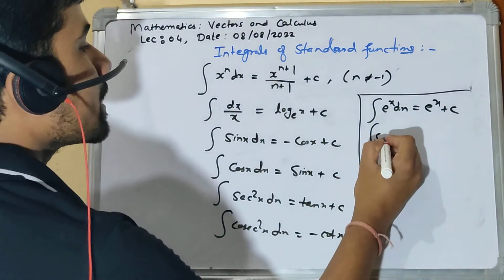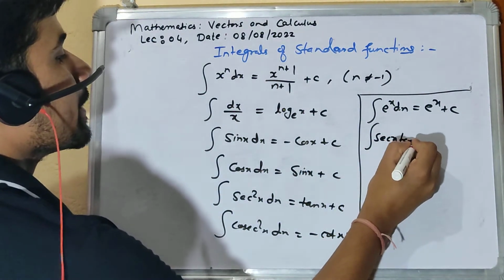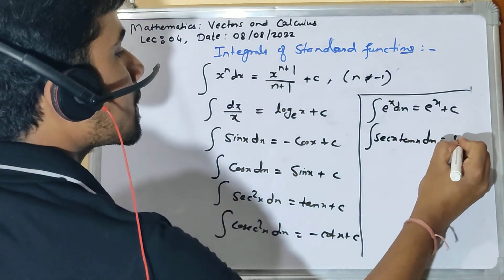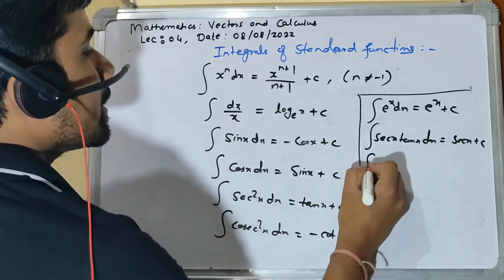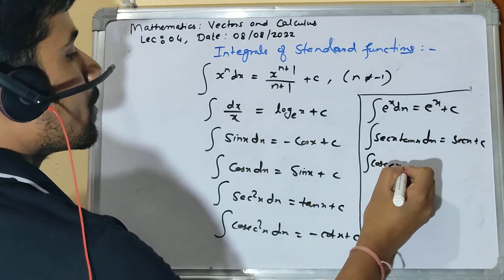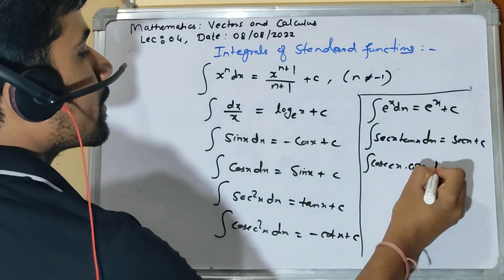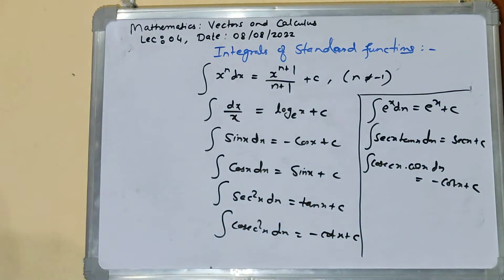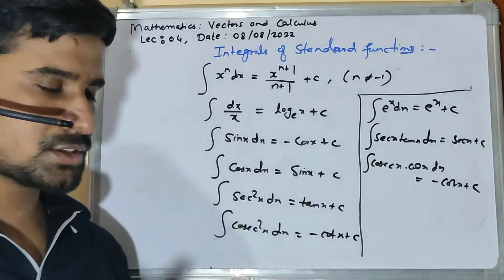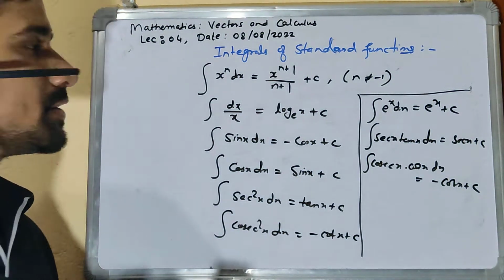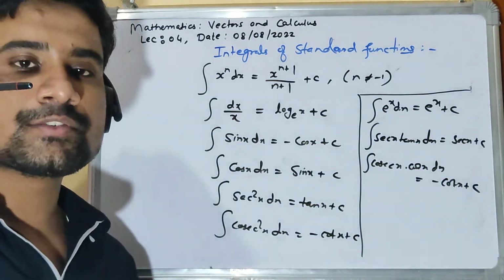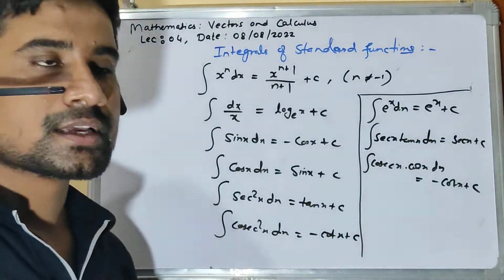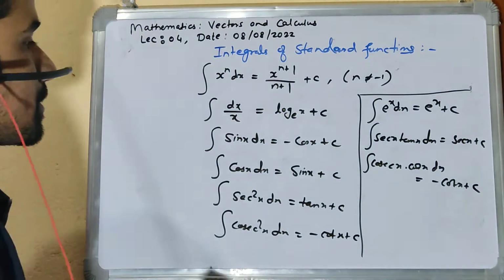Integration of sec x tan x dx is sec x plus c. Integration of cosec x cot x dx is minus cosec x plus c. So these are the integrals of standard functions, and this should be more than enough for now. In detail we will talk about integrals in class 12th. So let's solve some problems on integration.